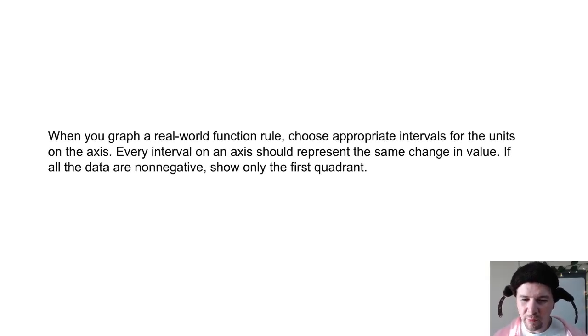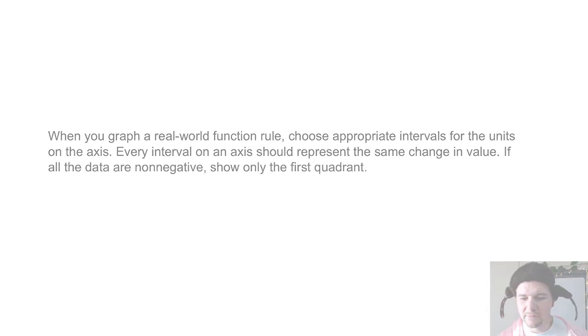When you graph a real-world function rule, choose appropriate intervals for the units on the axes. Every interval on an axis should represent the same change in value. If all the data are non-negative, show only the first quadrant.